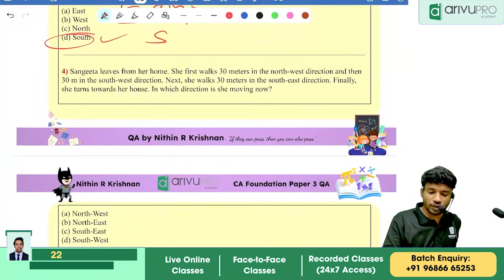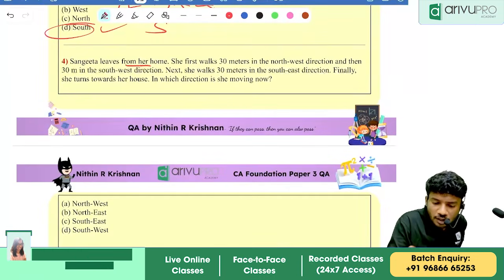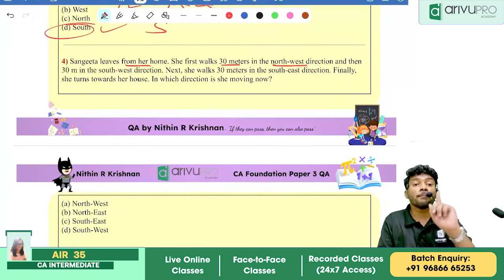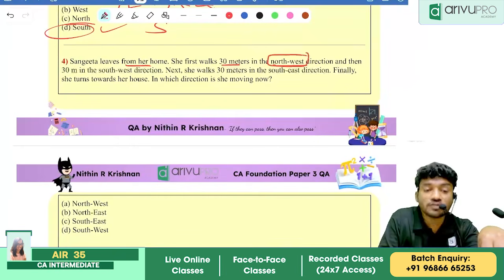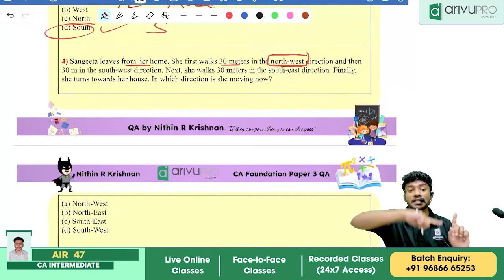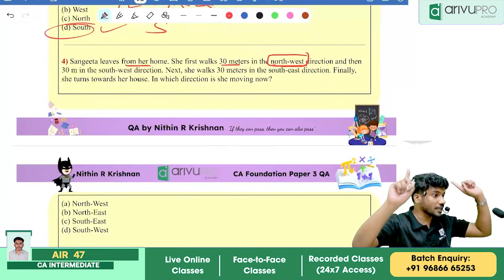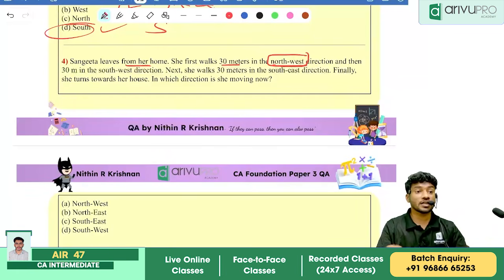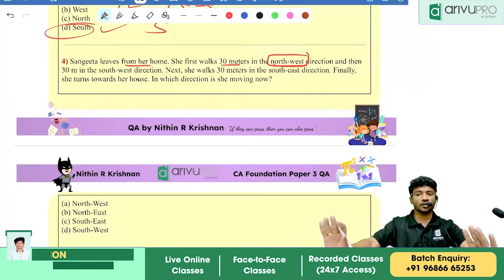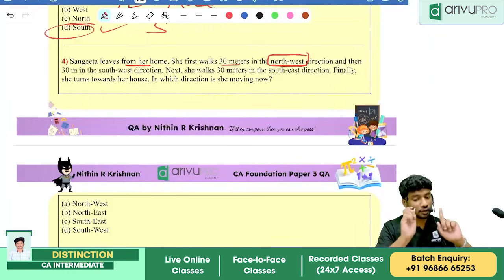Next question for you. Sangeeta leaves from her house. She walks 30 meter in the northwest direction. People, whenever northwest is given as a direction, we will not be using this method. That time we will draw. Remember that. Whenever northwest is given, none of our trick will work. In that type of question, we need to draw.